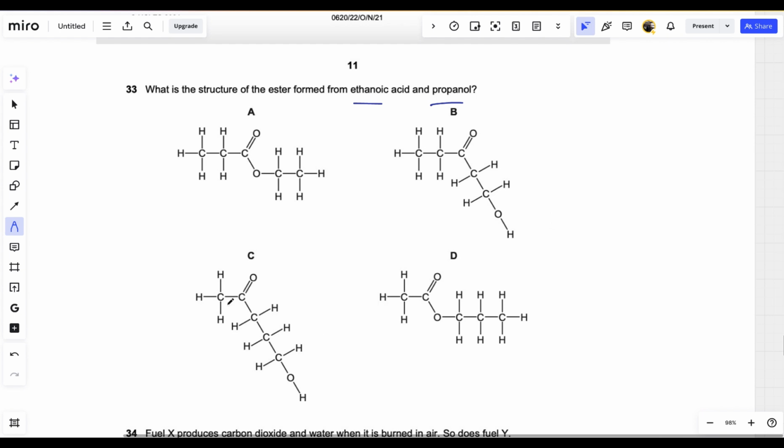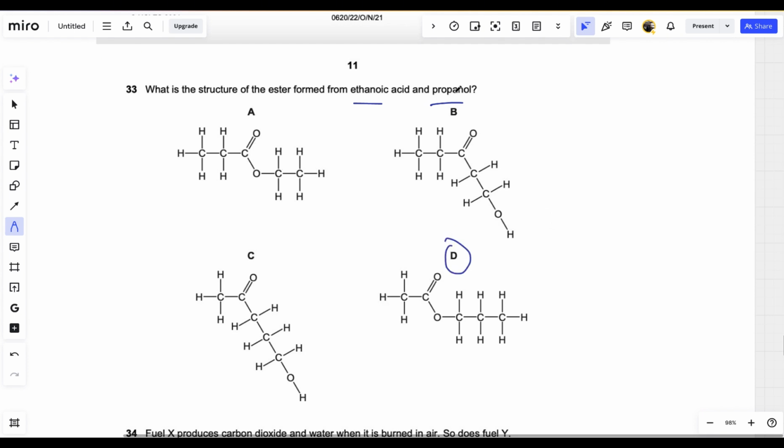Let's see this one. This is not propyl ethanoate because there's another oxygen here. There's nothing like propanol ethanoate. This is also a propanol. This is a propanol propanoate. So this is wrong. This is ethene propanoate. This is wrong. So the correct answer is D.